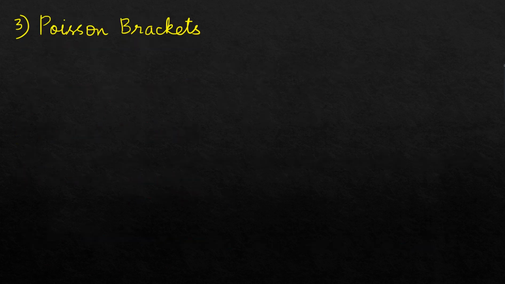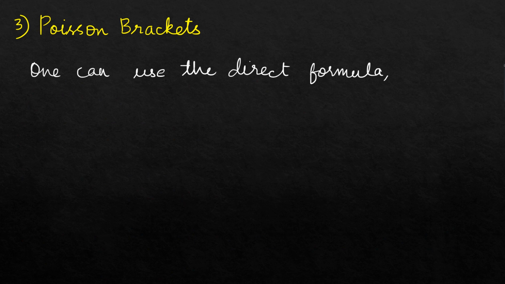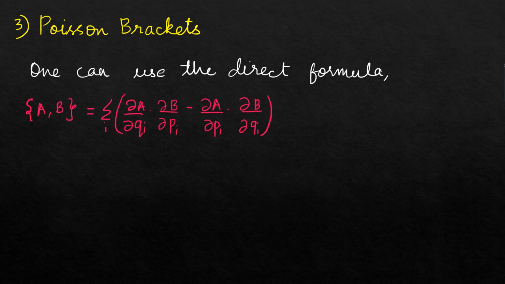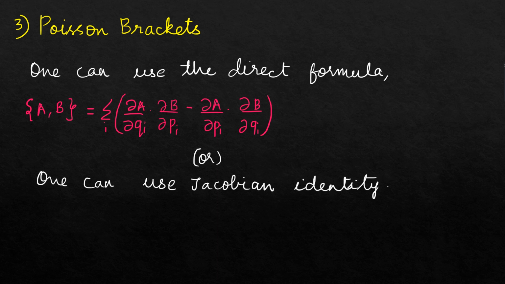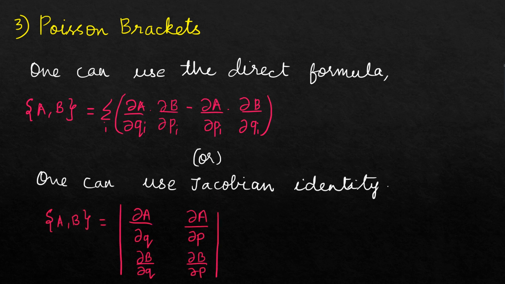So let us see what are Poisson brackets. There are two methods. One can use the direct formula, which is given here: the bracket of A comma B is the summation of dA by dq_i times dB by dp_i minus dA by dp_i times dB by dq_i. And one can also use the Jacobian determinant, sorry, not identity, which is given as dA by dq, dA by dp, dB by dq, and dB by dp. You just take the determinant and you get the value.